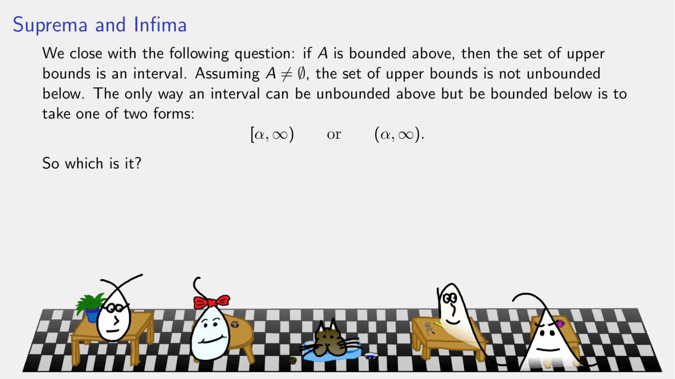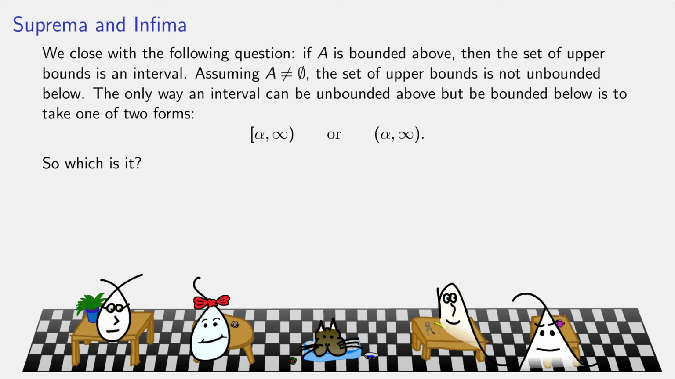So suppose I have a set A, it is bounded above and it's not empty. On the previous slide, you would have established a couple things about such a set. If it's bounded above, it has an upper bound, but then every number larger than that is also an upper bound. Therefore, the set of upper bounds is not bounded above. But if the set is non-empty, the set of upper bounds is bounded below. Also, the set of upper bounds must be an interval.